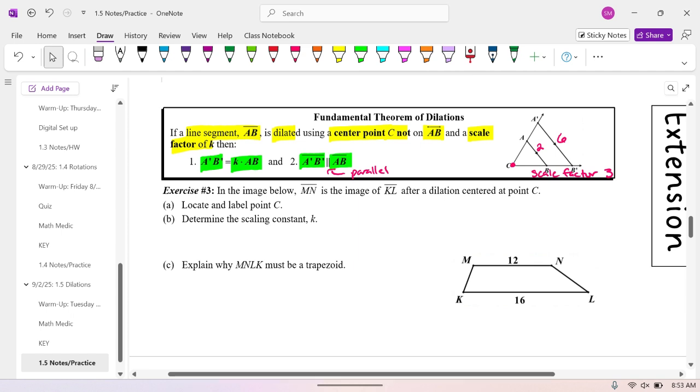Now, in the image below, MN is the image of KL after a dilation centered at point C. So we're going to locate and label point C. All right, so where do you think point C would be on this? It may not actually already be drawn on it.